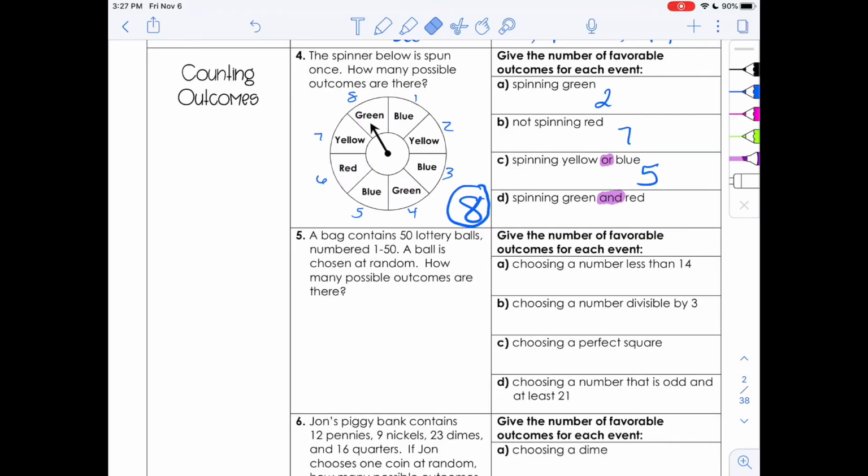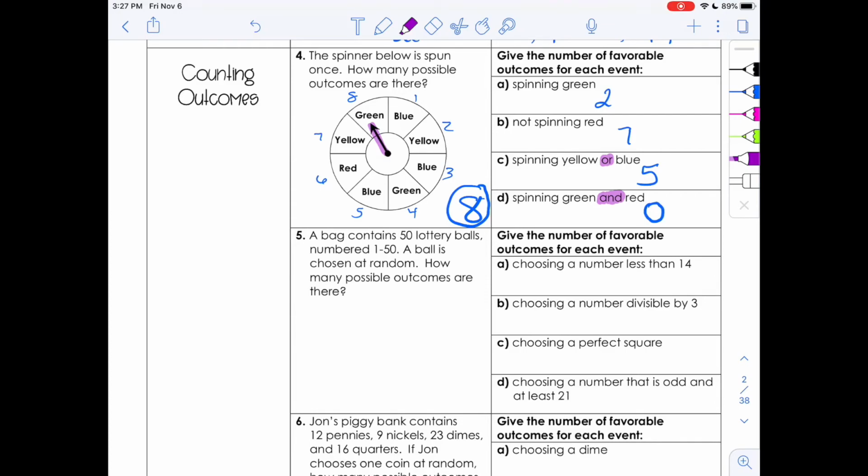So we identified all the yellow and the blue. D says spinning a green and a red. So there are 0 possible outcomes for that one because we only have 1 arrow spinning. So it can only land on 1 color at a time. So you can't land on green and red at the same time.